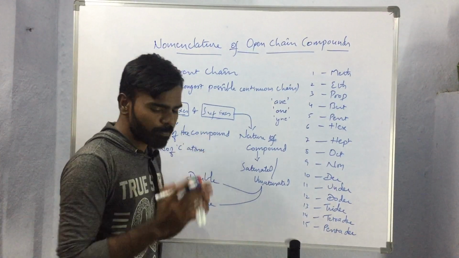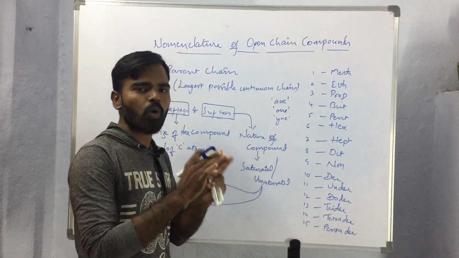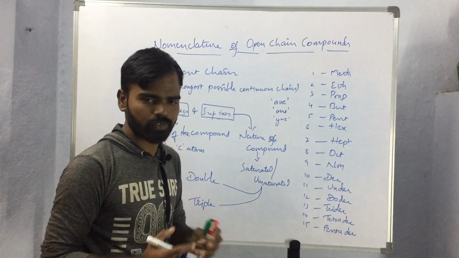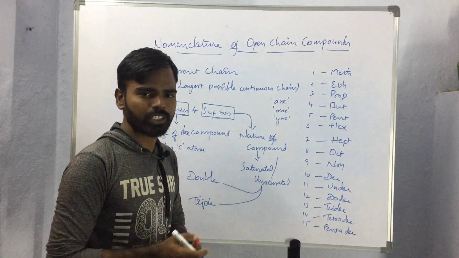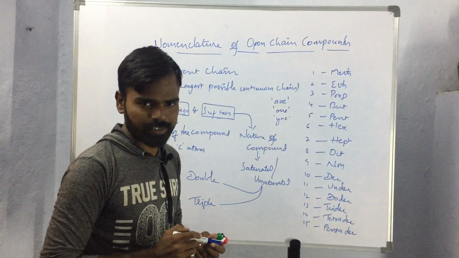With this we have completed the nomenclature of open chain compounds. In the next video we will be discussing the nomenclature of closed ring systems. Thank you.